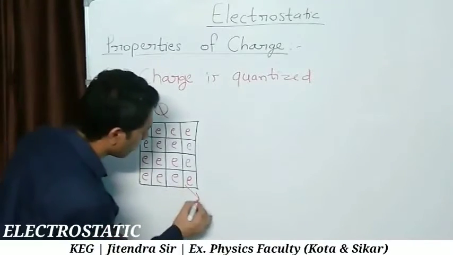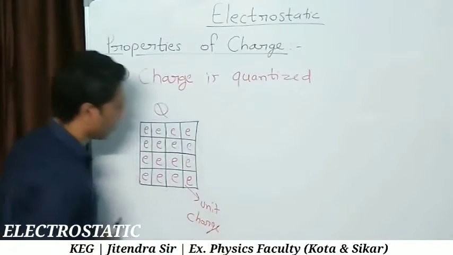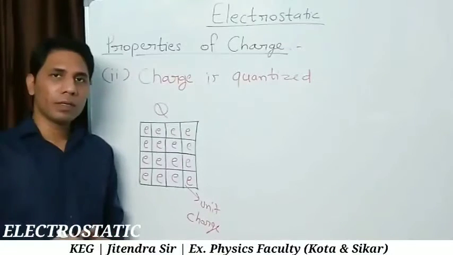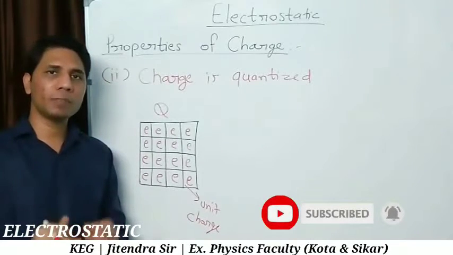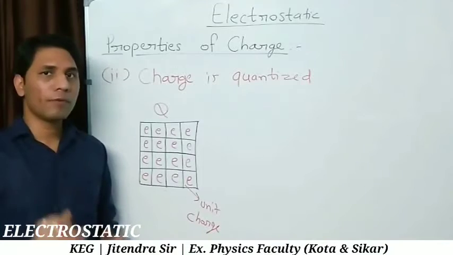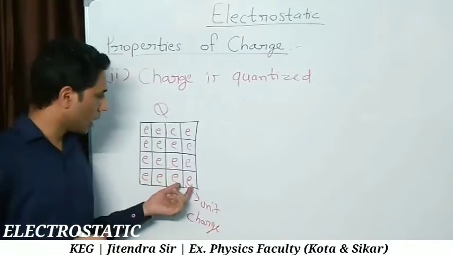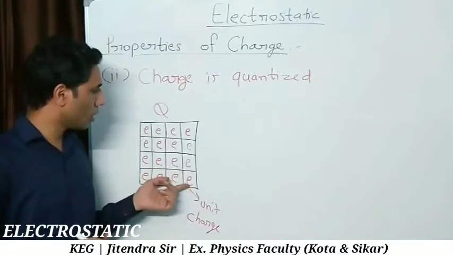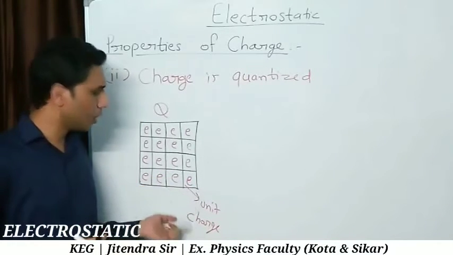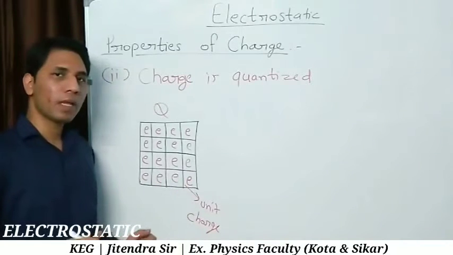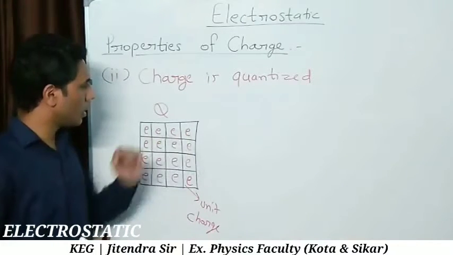This is the unit charge. So what we have done is take a simple paper and break it into multiple parts, each part having the same dimensions. Clear? When each part has the same dimension, then each part has the same amount of charge, and that amount is the unit charge, E. In each block there is the same amount of charge. Here is E, here is E, here is E, here is E.